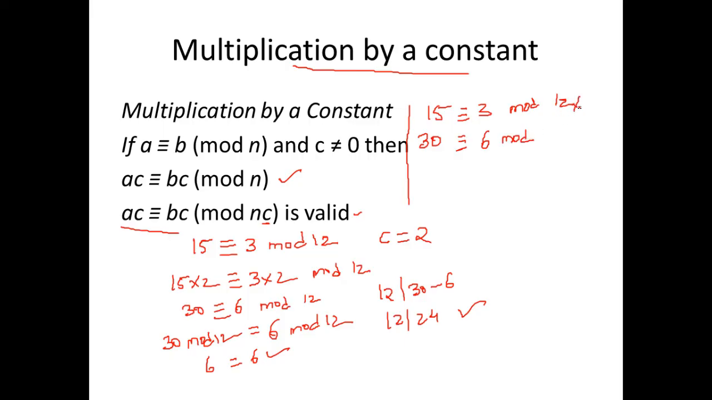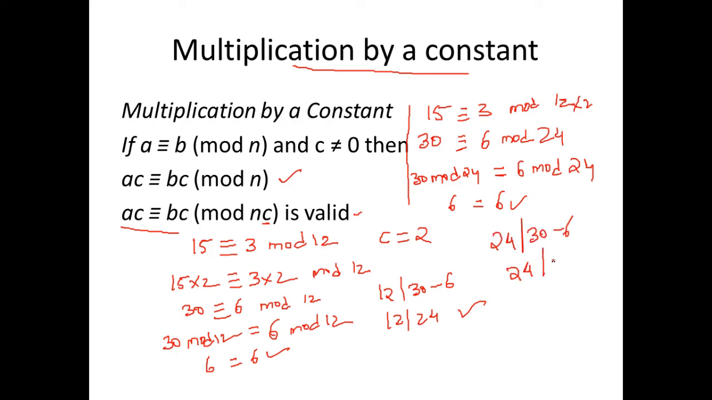What is 12 into 2? We'll multiply 2 here too. It's 24. So it is equivalent, right? 30 mod 24 is equivalent to 6 mod 24. So what is 30 mod 24? Remainder is 6. 6 mod 24 is 6. Another way to prove this is 24 should divide 30 minus 6. So 24 divides 24. So we have proved it.